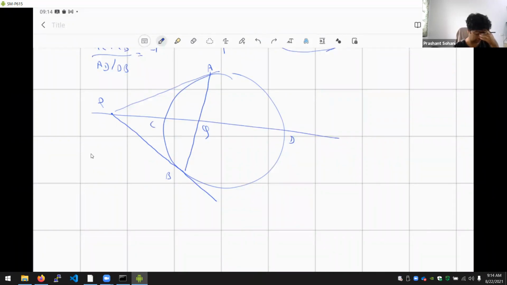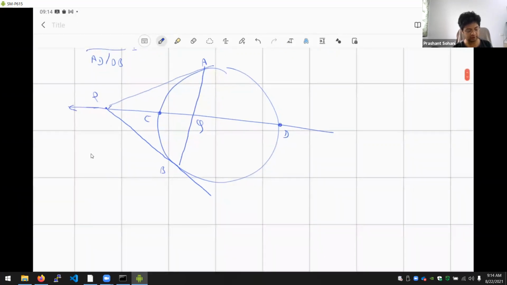So this is the question now. There is a point P outside the circle, and you are drawing the tangents A and B. Then the line AB, and there is another line passing through point P, which intersects the circle at points C and D, and this line AB at point Q. So the question is to prove that P, Q, and C, D are harmonic.